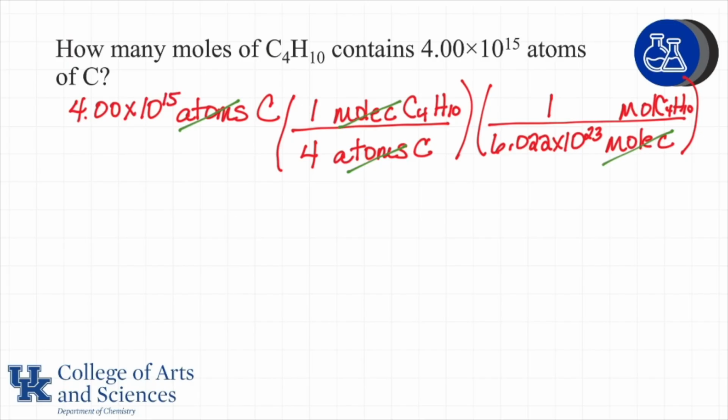4.00 times 10 to the 15th divided by 4 and divided by 6.022 times 10 to the 23rd. Just a reminder to use the correct notation on your calculator to make sure you're actually dividing by 6.022 times 10 to the 23rd. We do the math and we get 1.66 times 10 to the minus ninth moles of C4H10.